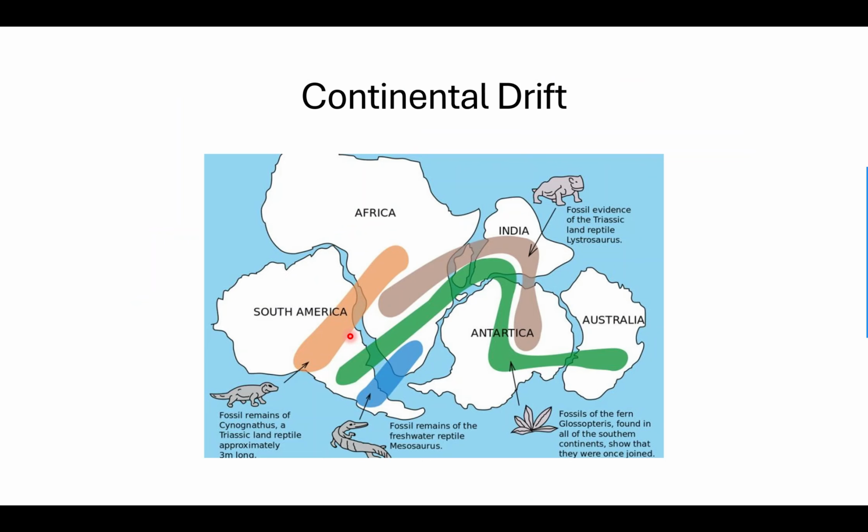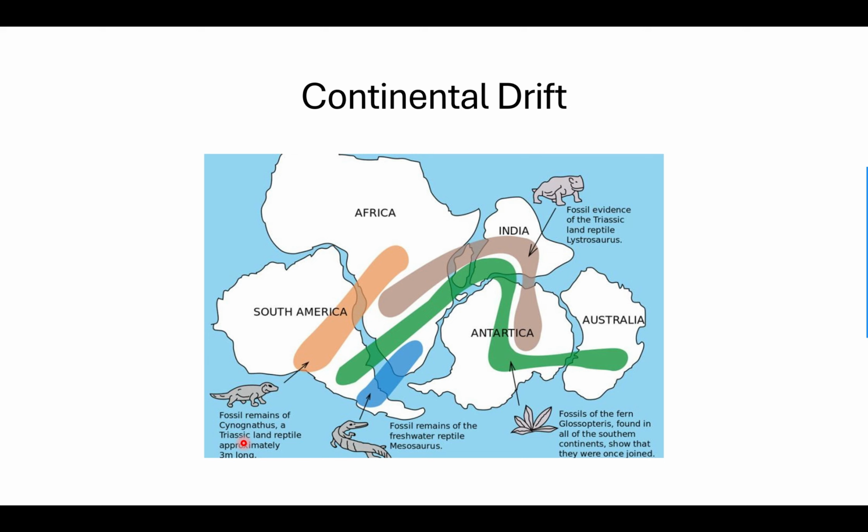And then how do we know that? There's a lot of support for continental drift from fossil evidence also, right? For instance, the fossil of this fern, Glossopteris, is found on all of the southern continents: South America, Africa, India, Madagascar, Antarctica, and Australia. That suggests all of this used to be together when the fern was there.